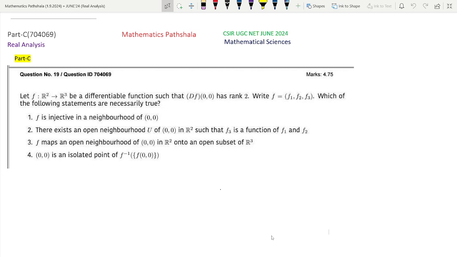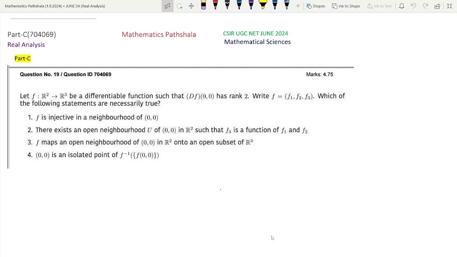This is a problem of CSIR NET June 2024 Mathematical Sciences. This is a problem of real analysis part C. The question ID is 704069. First we read the question.